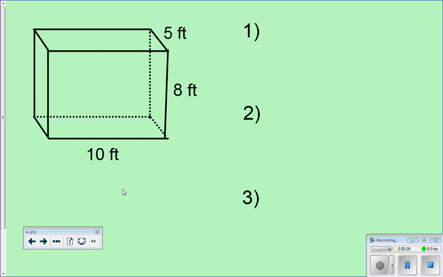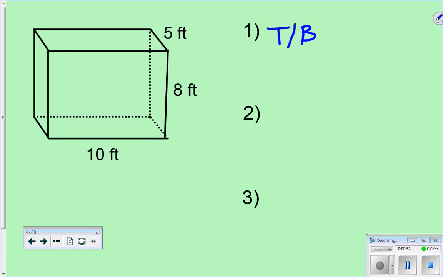So surface area again. Somebody explain to me what surface area is in general. Henry. Yeah, the area of each thing added together. Now, I showed you a simple way you could do it with these. You could do the top and the bottom together, remember, and the sides together, and the front and the back together, remember?